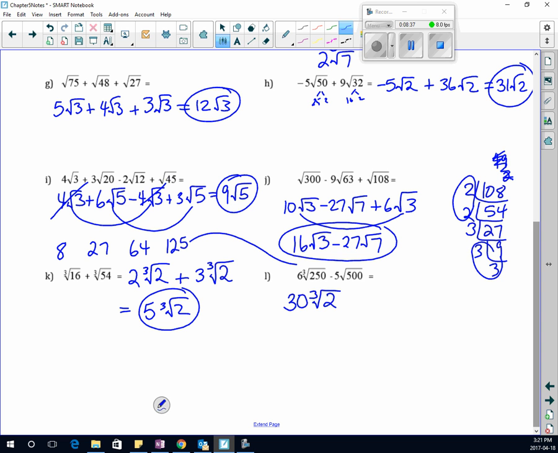Now this is a perfect square. 100 can come out as a 10, so minus 50 root 5. And we can't do anything else with that. We would just simplify.